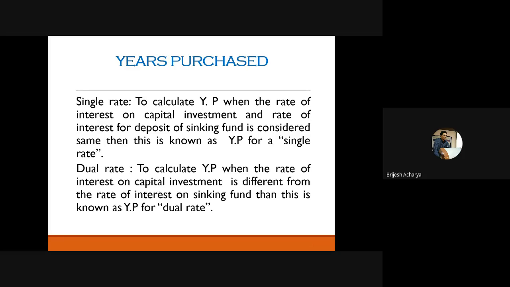In case of single rate years purchase, when the rate of interest on capital investment and the rate of interest for deposit of sinking fund are considered the same, it is called a single rate. When the rate of interest is different, that is, if you consider one interest rate on capital investment and another interest rate for accumulating a sinking fund, then it is called a dual rate. When we see the methods of valuation, I will again explain the meaning of single rate years purchase and dual rate years purchase.